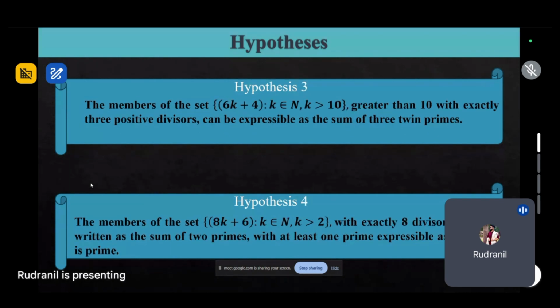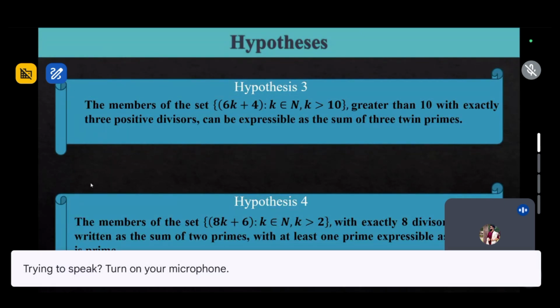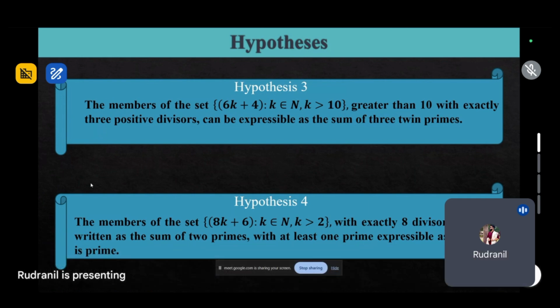Coming on to the third hypothesis, the members of the set 6k plus 4, greater than 10 with exactly 3 positive divisors, we can express as a sum of 3 twin prime numbers. The members of the set 8k plus 6, which is our fourth hypothesis, with exactly 8 divisors can be written as a sum of 2 prime numbers with at least one of the primes expressible in the format 4p plus 3. This is also an extension of the Sophie Germain prime.